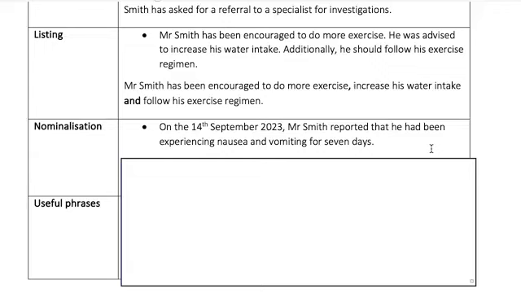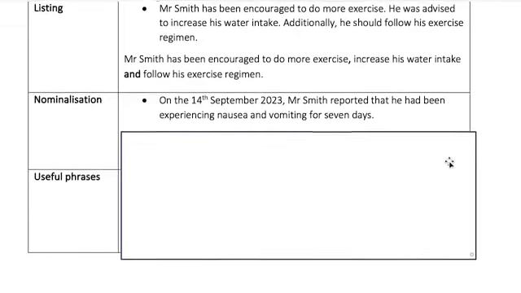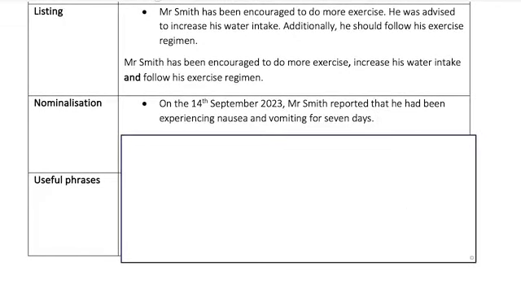On the 14th of September 2023, that's in the past, Mr. Smith reported that he had been experiencing nausea and vomiting for 7 days. Okay, so what that tells me is that the nausea and vomiting had happened for 7 days before the 14th of September. And I know that because I'm using the past perfect. Now you might think, wow, that's great writing. That's really good writing. I've used the past perfect continuous. It's really nice. Okay. Well, what about this one?